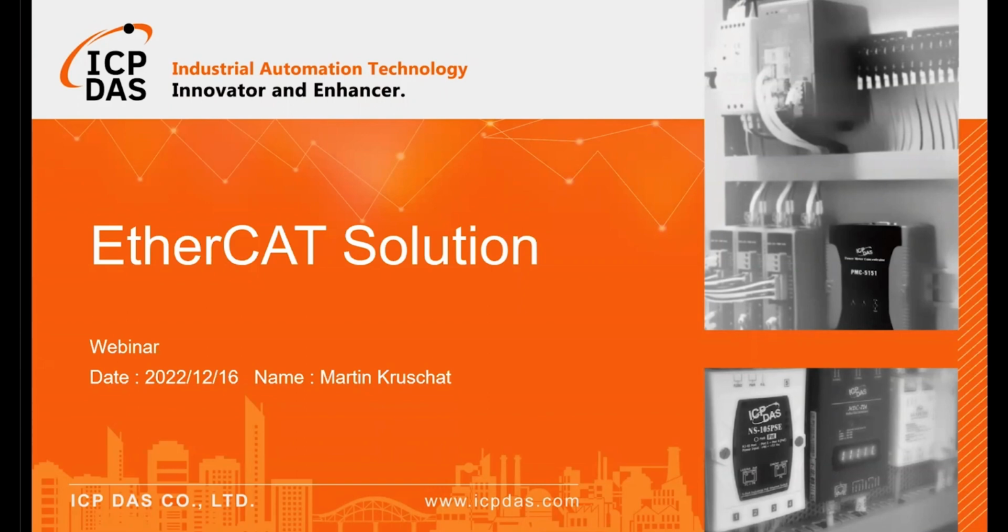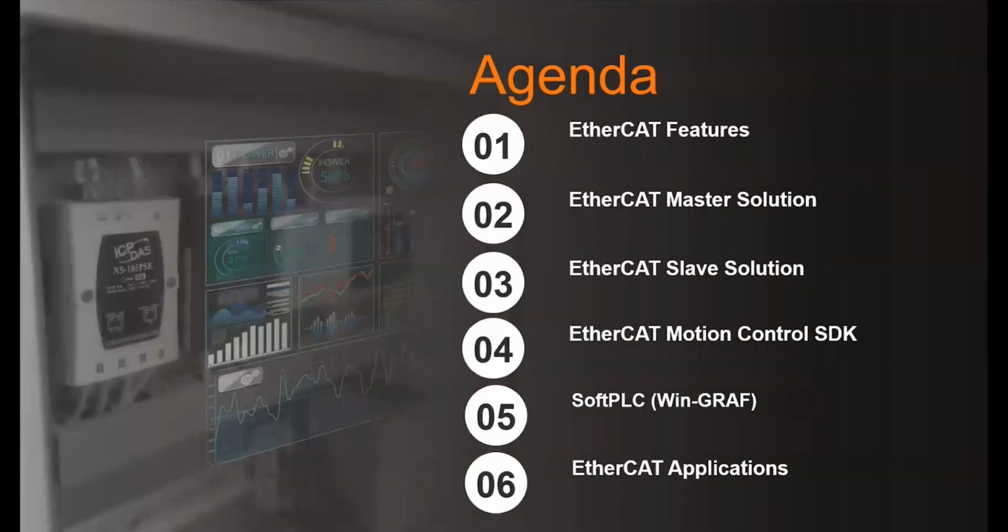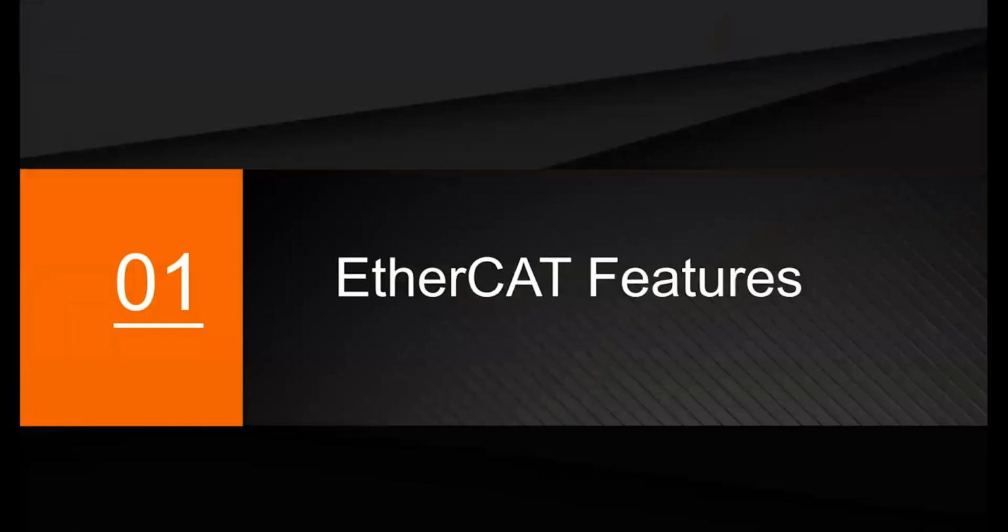The main focus of this presentation is to give you an introduction into the ICP DAS EtherCAT solution, starting from the EtherCAT master and slave series, the diagnostic and configuration software, the application software programming tools, etc., needed to implement an EtherCAT-based motion control application. At the end of this seminar, a couple of EtherCAT motion control applications using our EtherCAT products are shown.